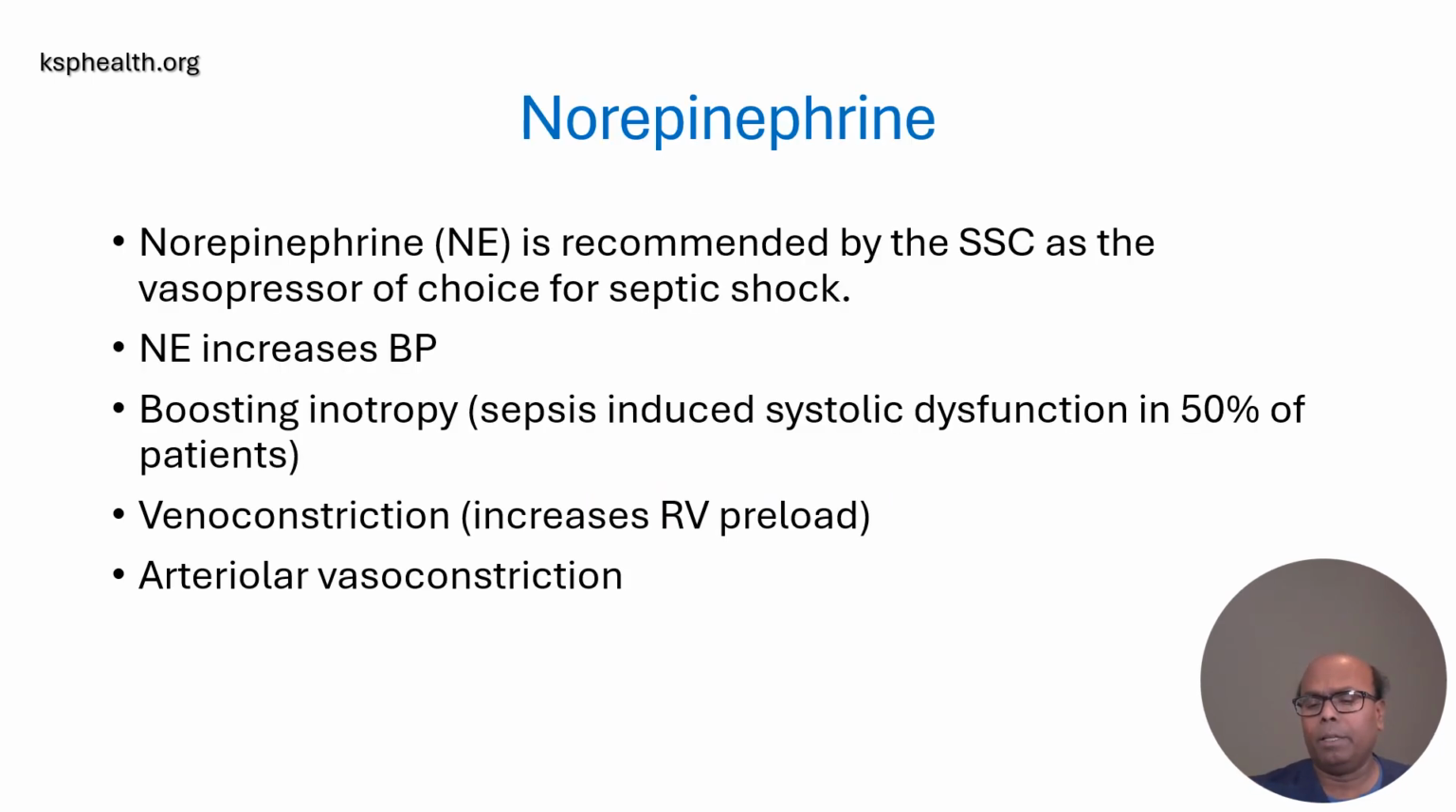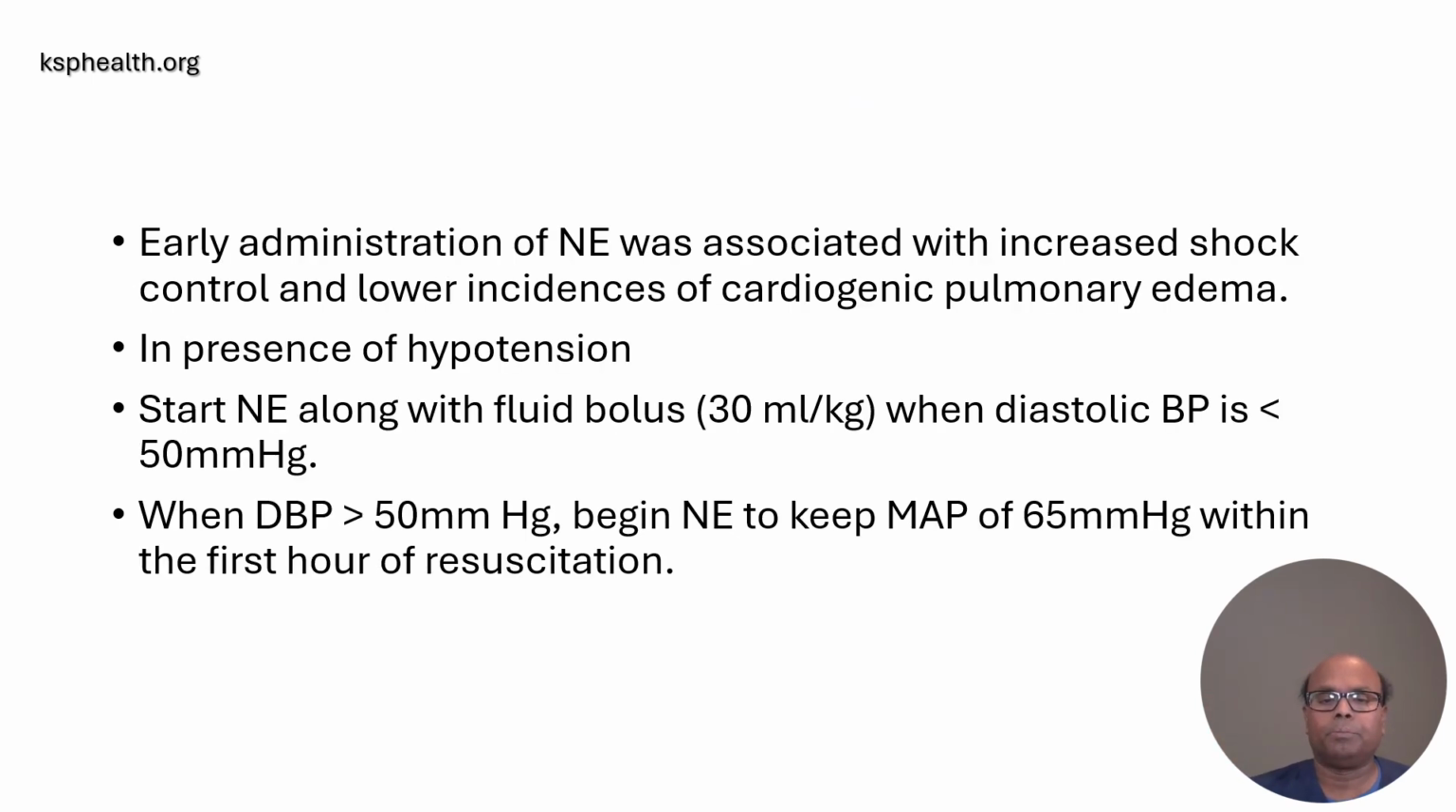Norepinephrine is recommended by the Surviving Sepsis Campaign as the vasopressor of choice. Norepinephrine increases blood pressure. It boosts inotropy, which matters because sepsis-induced systolic dysfunction is present in 50% of the patients. It causes venoconstriction, thus improving right ventricular preload. It causes arterial vasoconstriction, thus improving mean arterial pressure. Early administration of norepinephrine is associated with increased shock control and lower incidence of cardiogenic pulmonary edema.